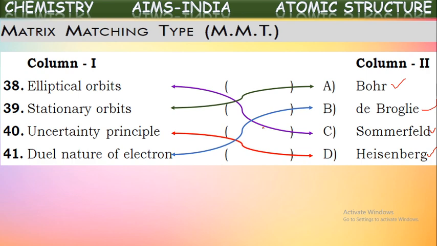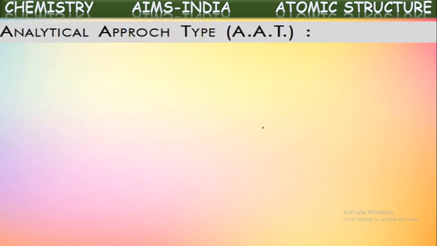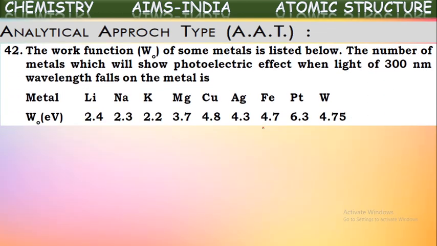Okay, next let us go to the next question. Analytical approach type questions. First among them: the work functions of some metals are listed below. The number of metals which will show the photoelectric effect when light of 300 nanometers wavelength falls on the metal. See here, the work functions.